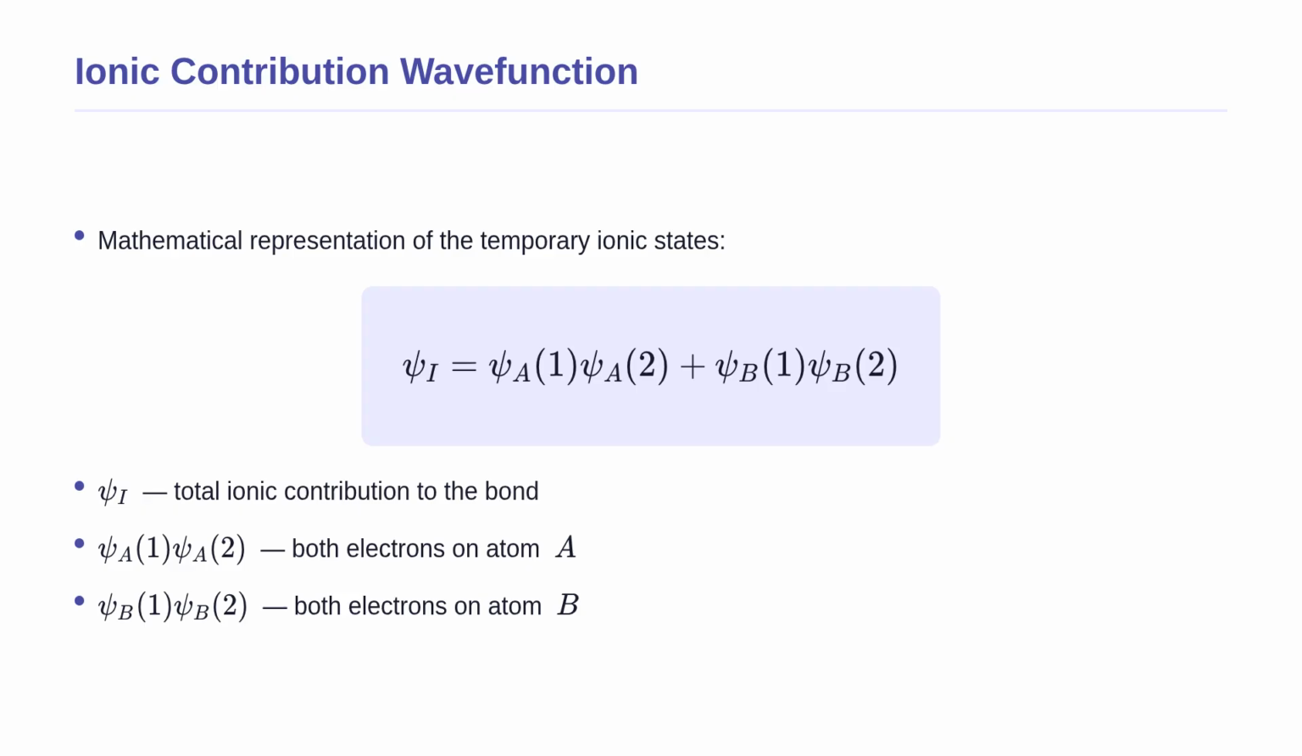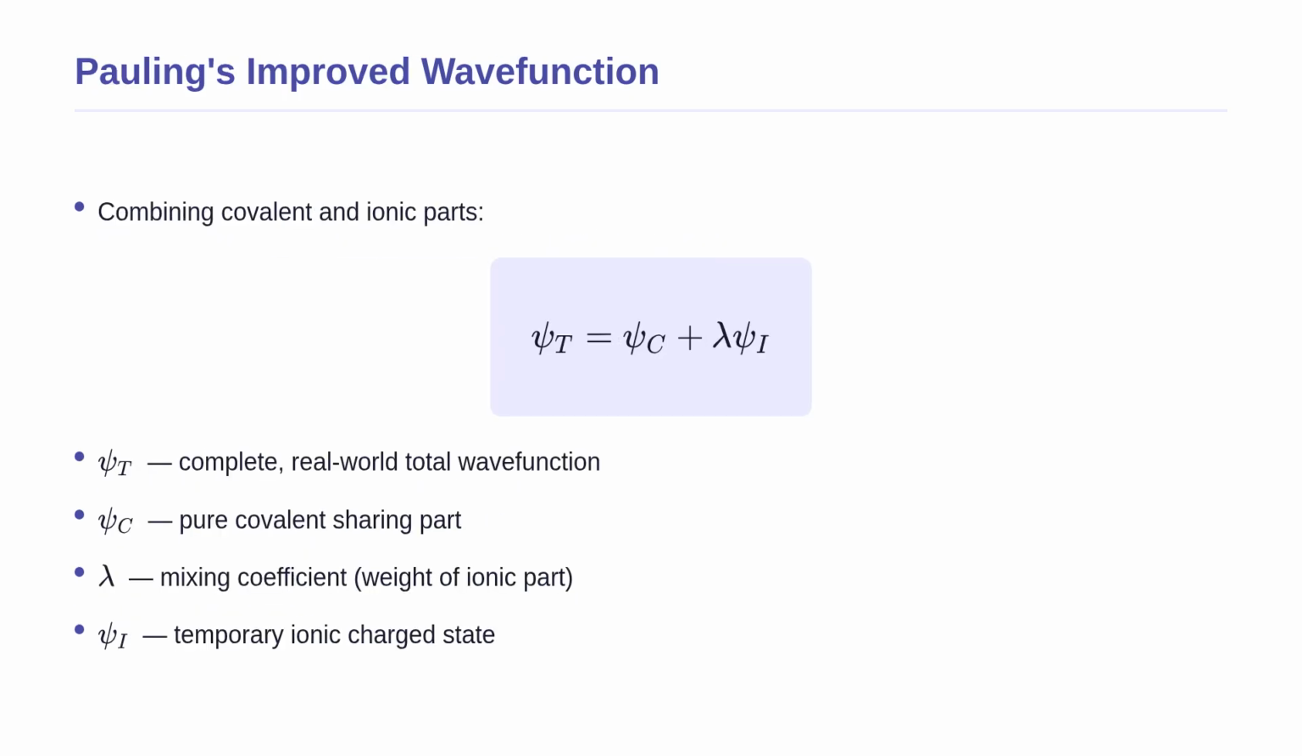Even in a perfectly shared bond like hydrogen gas, these ionic states exist for tiny fractions of a second. When the probability of these states increases, they add an extra attractive force that strengthens the bond. To get the most accurate picture, Pauling combined the pure covalent wave function with the new ionic wave function. This is Pauling's improved wave function, psi t.